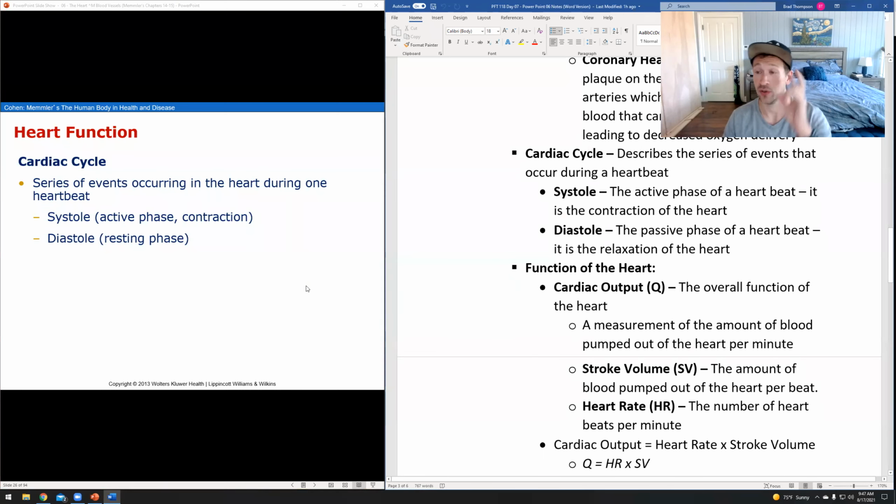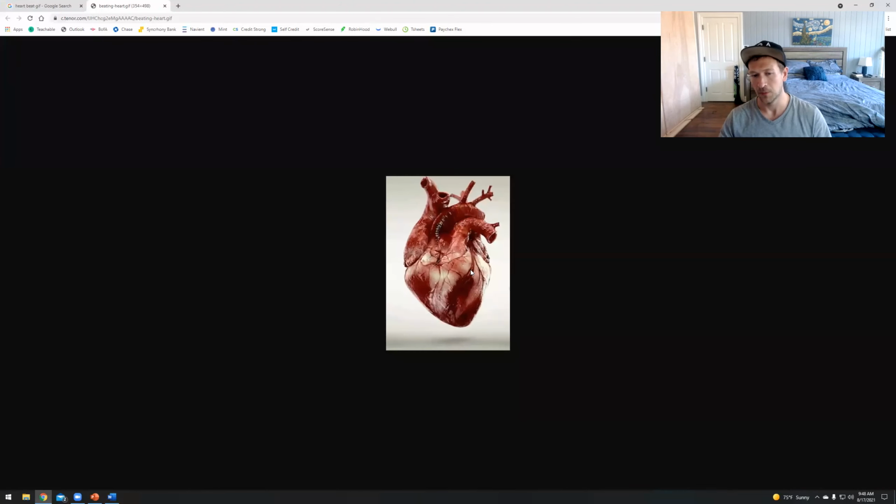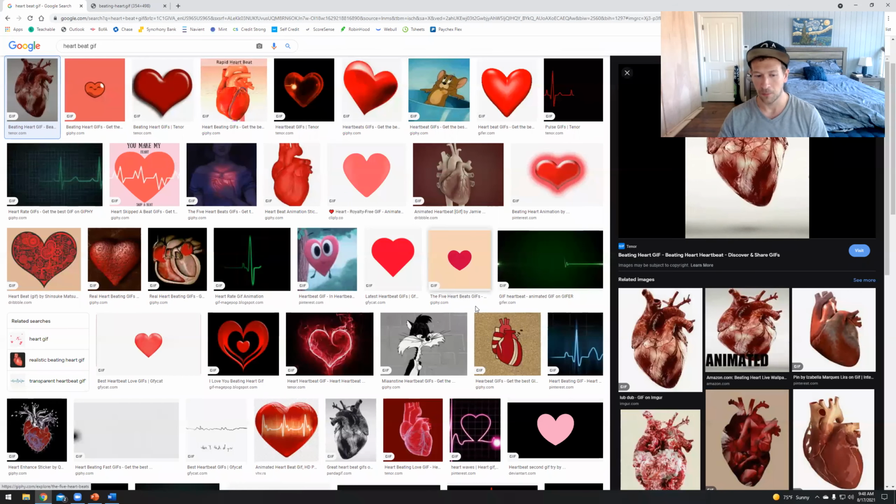So there are two phases to your cardiac cycle. There is the active phase and the passive phase, right? The cardiac cycle is the series of events that are occurring. You have the contraction and the relaxation, and that is what we refer to as systole and diastole. Now, the important part of this, the most famous part of your heart, the part that we really talk the most about, is the left ventricle.